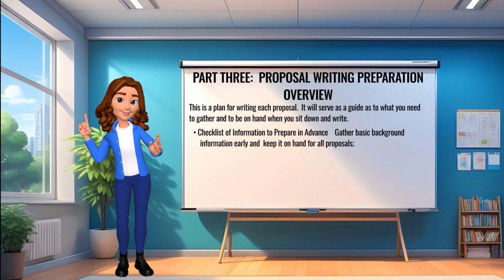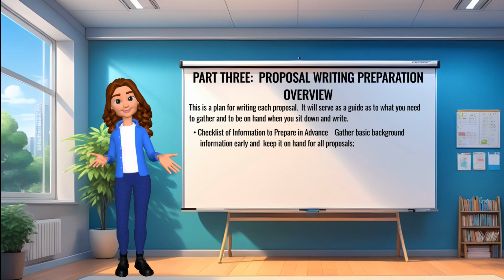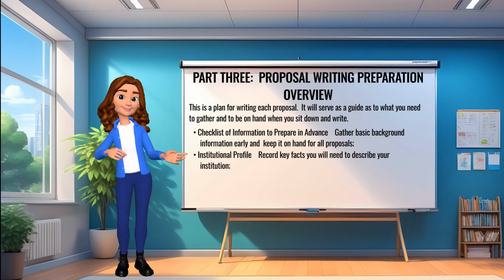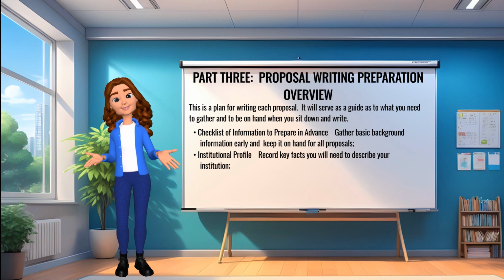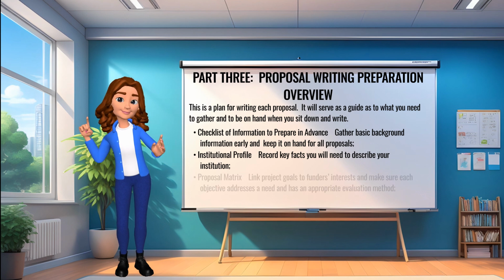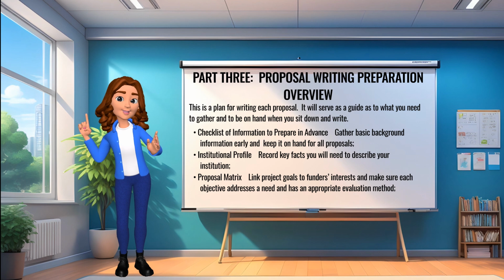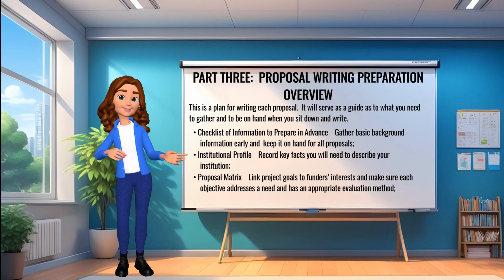Checklist of information to prepare in advance. Gather basic background information early and keep it on hand for all proposals. Institutional profile: record key facts you will need to describe your institution. Proposal matrix: link project goals to funders' interests and make sure each objective addresses a need and has an appropriate evaluation method.